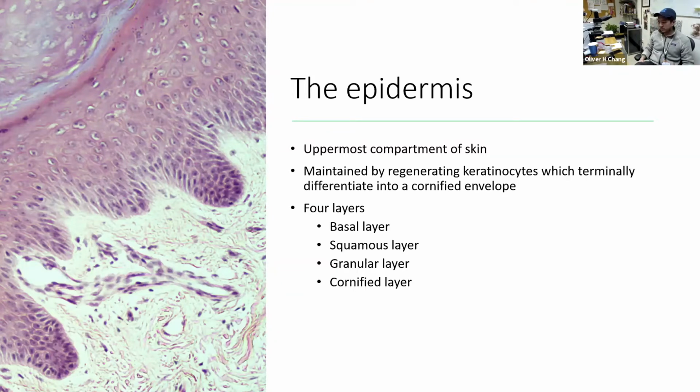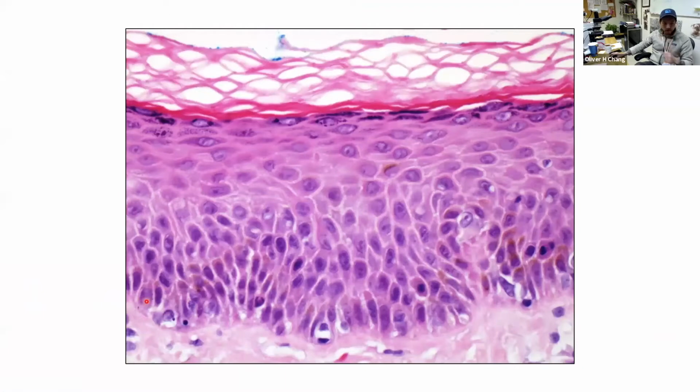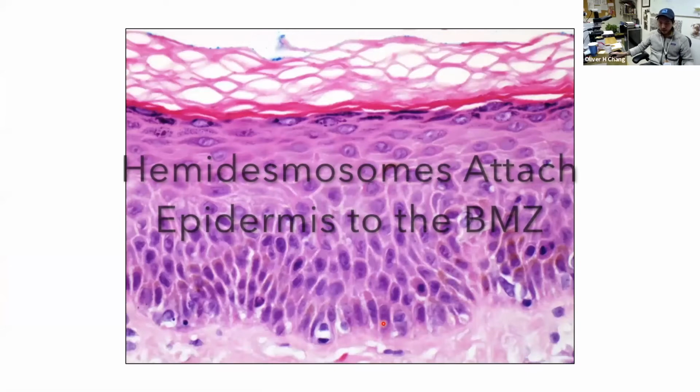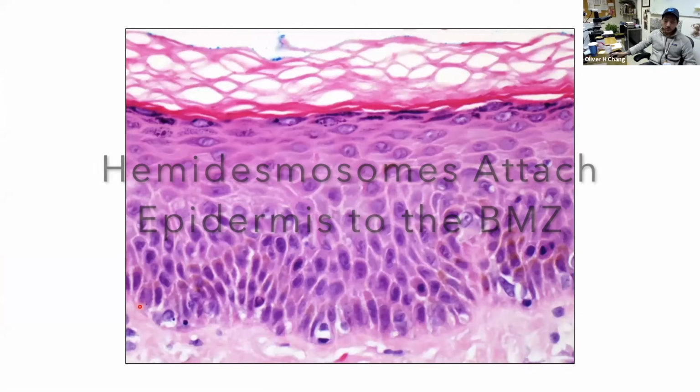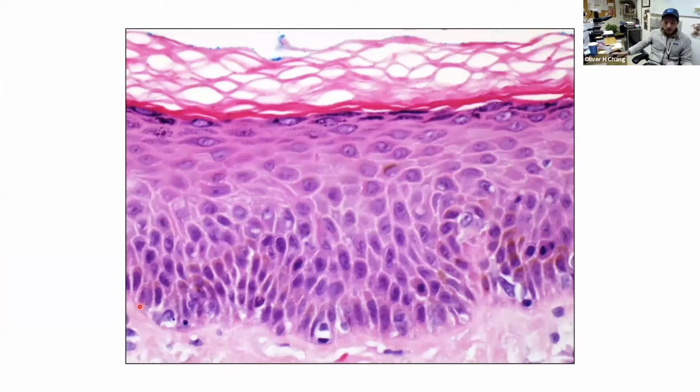There are 4 layers: basal, squamous, granular, and cornified. In the basal layer, these are where you find the mitotically active cells, and they're attached to the underlying basal membrane by hemidesmosomes. The basal layer is also where you find other cellular constituents of the epidermis, including melanocytes and Merkel cells.